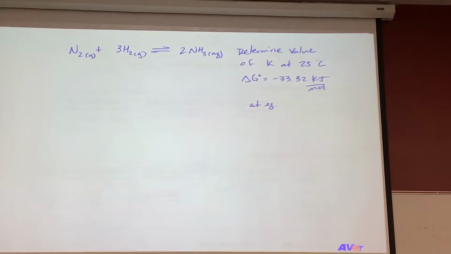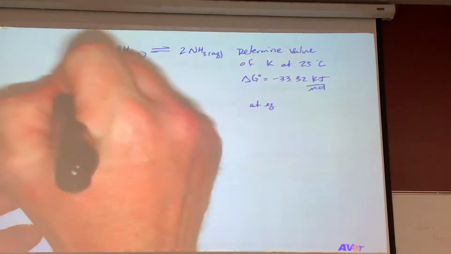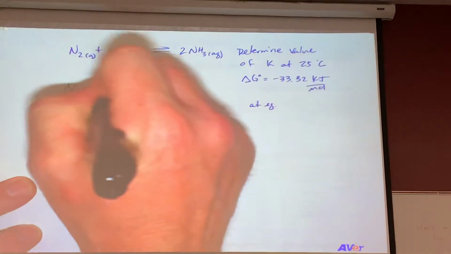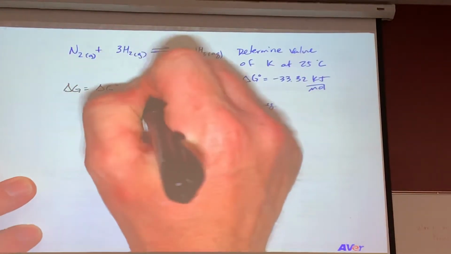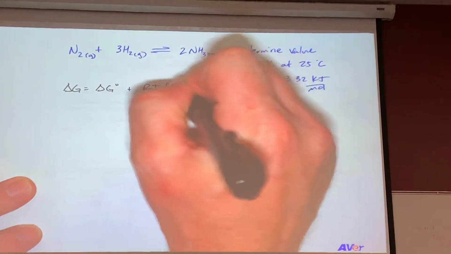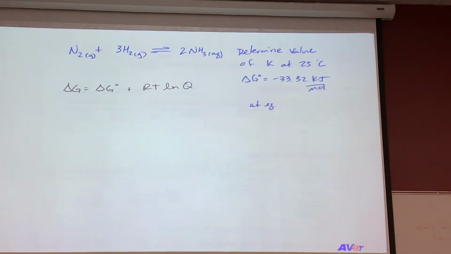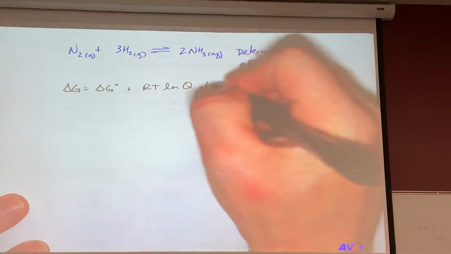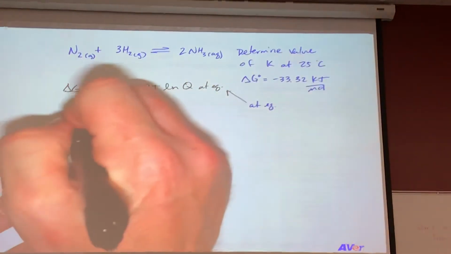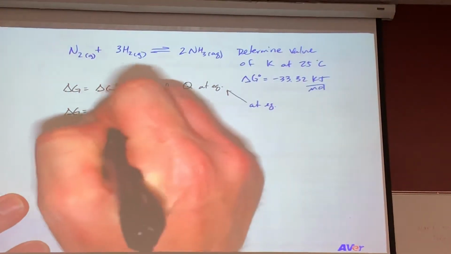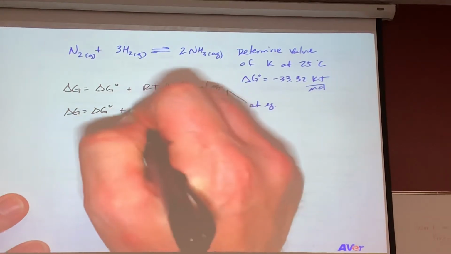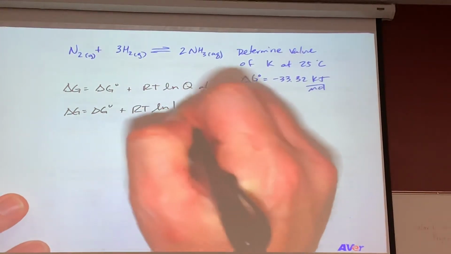Okay, I'm super confused. Go back to this equation. Today's Q. Isn't Q equal K? And since it's at equilibrium, that's what I'm saying here. You can rewrite this to say delta G equals delta G naught plus RT ln K.